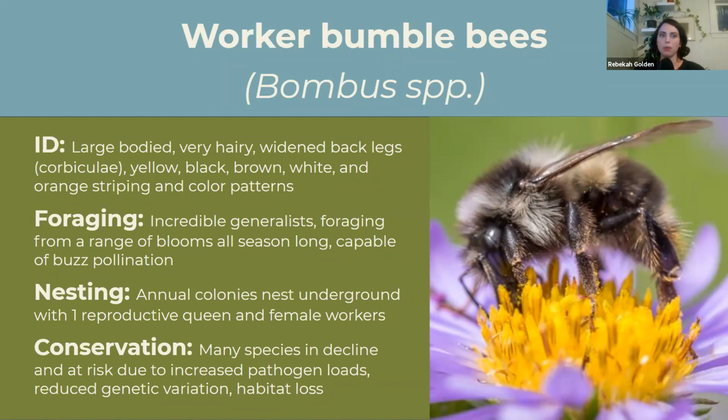And so those worker bees are generalist foragers. They'll find anything. They have long tongues and wide bodies and can gather nectar and pollen from a very, very wide variety of plants. They just need a lot of blooms over that entire summer season. And I won't repeat the conservation status like I did with the queens earlier, but again, we're seeing a lot of declines in bumblebee species for various reasons.